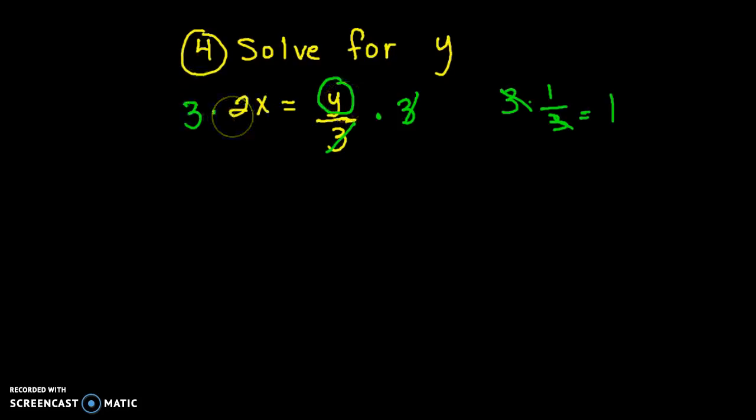So our y is now by itself. And on the other side, we've got 3 times 2x is 6x. We're left with 6x is equal to y. Again, I like to rewrite my equation with the y on the left. So my y is equal to 6x.